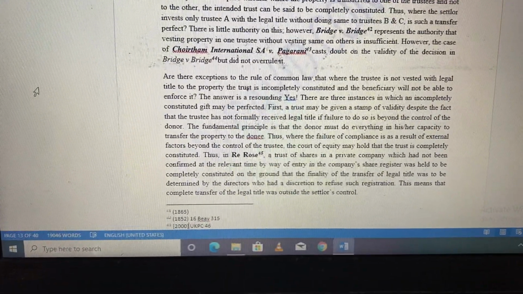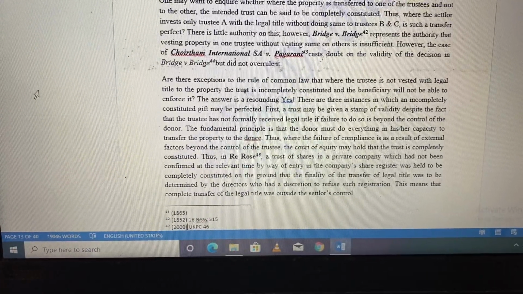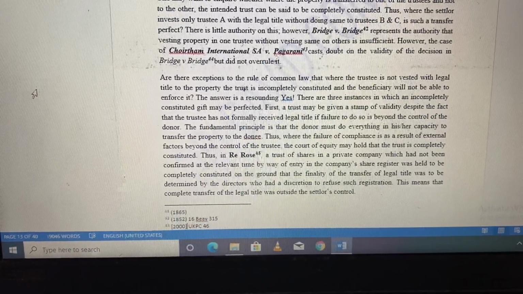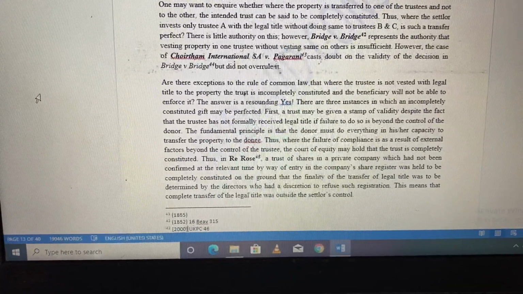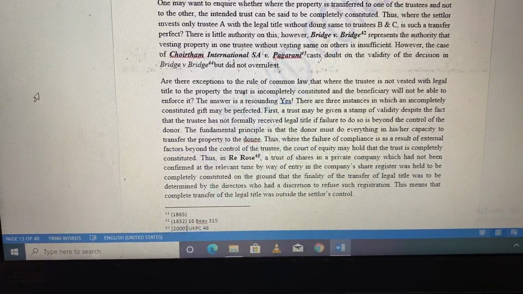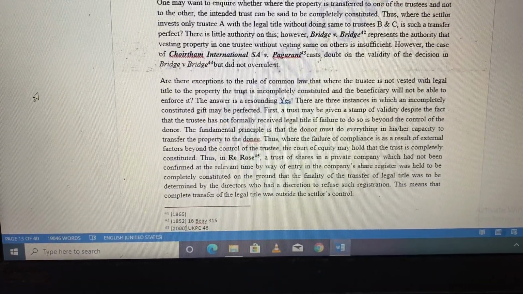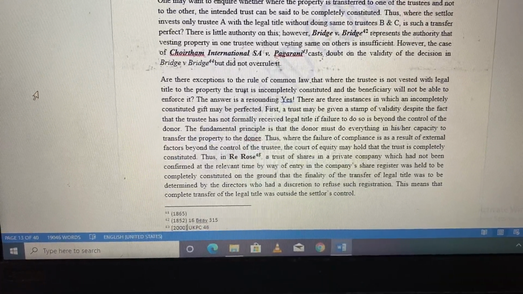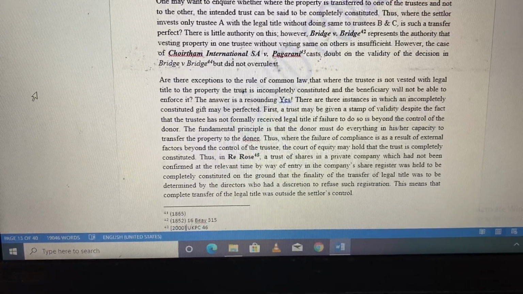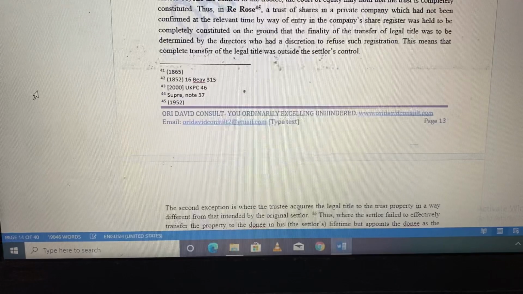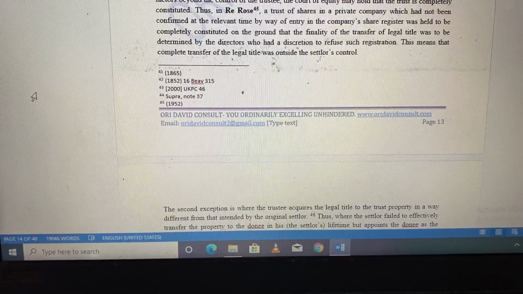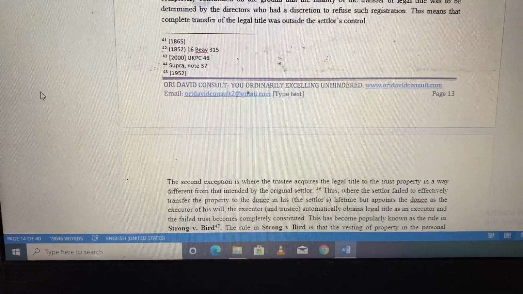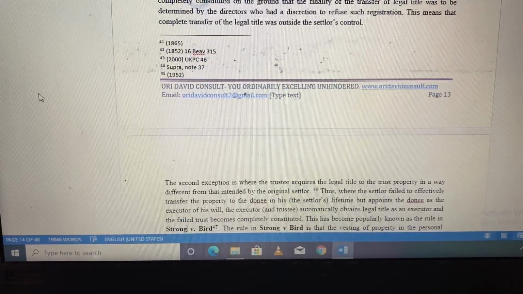And our authority for this is the case of Rose. In Rose, a trust of shares in a private company had not been confirmed at the relevant time because it had not been entered in the company's share register. Of course, we looked at sections 175 and 176 of the Companies Act. The court held that the trust was still completely constituted, and the reason was that the finality of the transfer of legal title was to be determined by the directors, and the directors had the discretion to refuse such registration. So the complete transfer of legal title was beyond the settlor's control. The directors had discretion; even if he does everything possible, the directors still have to be the ones to make that decision. That was beyond him.